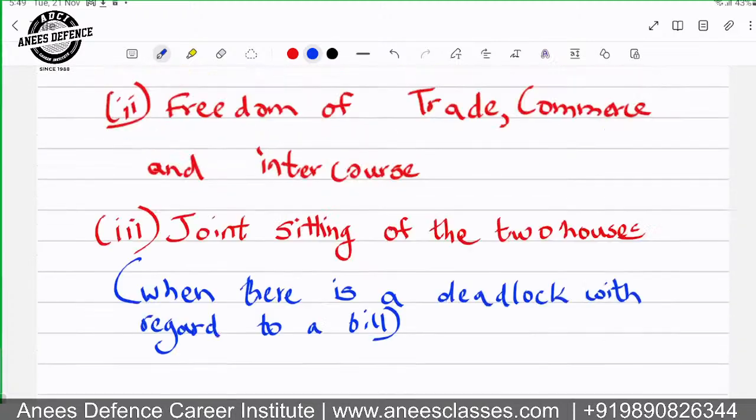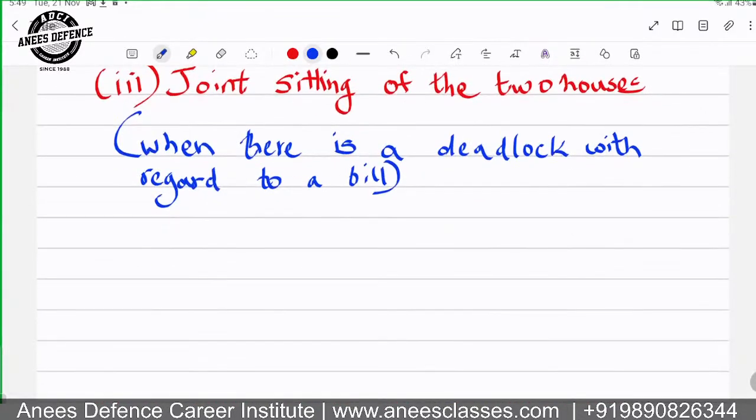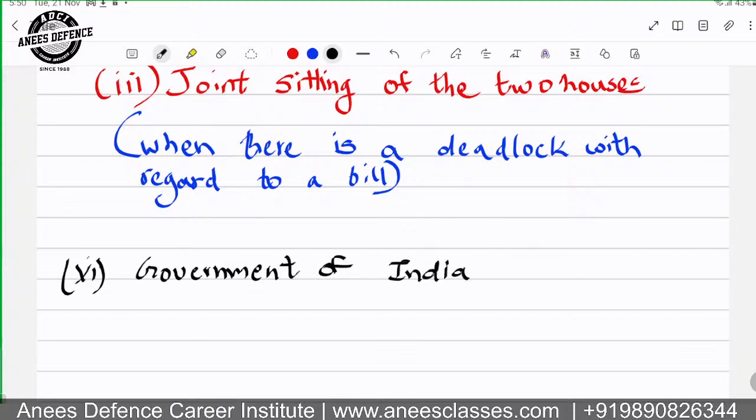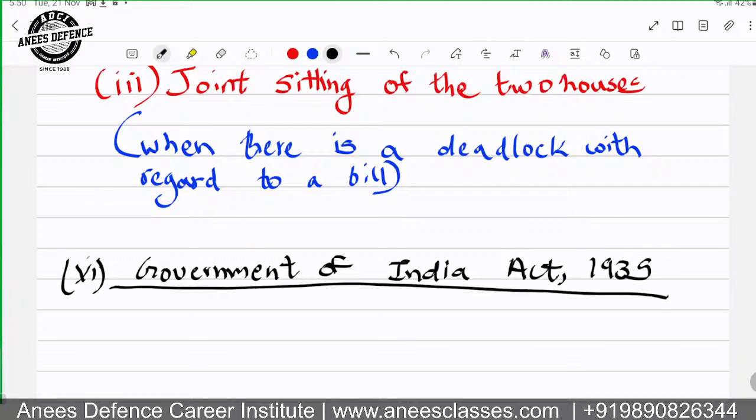Now, the most important thing is we have discussed that the Constitution of India was very bulky. One of the important reasons for that is the Government of India Act of 1935. Now, let us see what all we have adopted from the Government of India Act 1935.